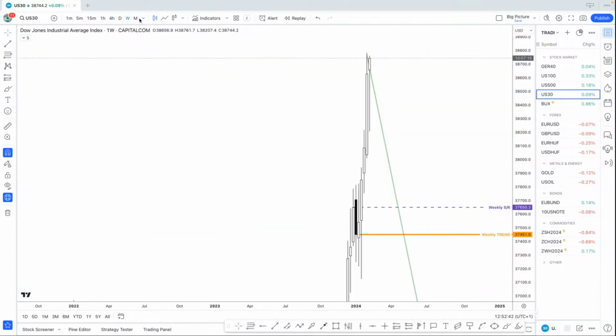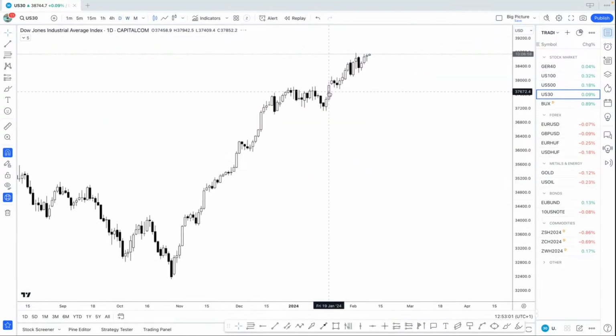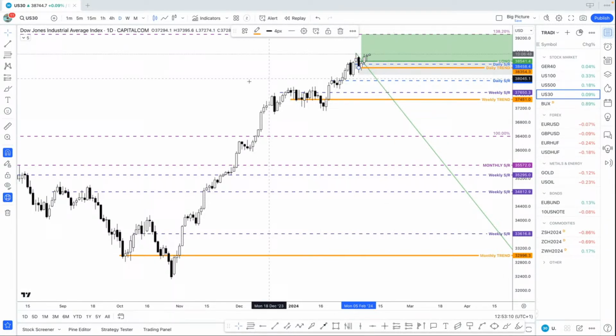Similarly to the other US indices, we have a huge long trend on the Dow Jones as well, and we are heading towards this monthly 130, 38.2 level here. We have a weekly impulse, a daily impulse that started from here because we had a new high, so I have to move it. And the market is heading towards the target.